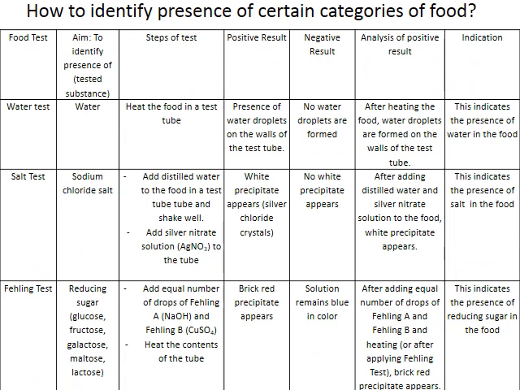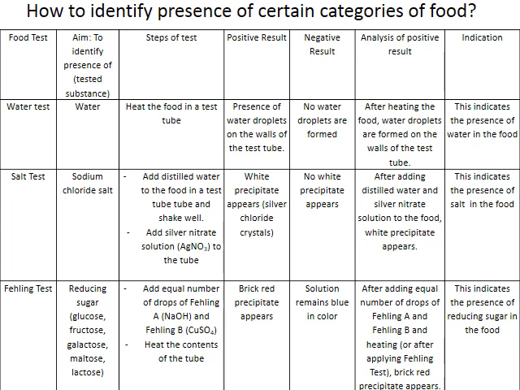How to identify the presence of certain categories of food. First, we have the food test. What is the aim and step of the test? What is the positive result and what is the negative result? And finally, analysis of the positive result and the indication.